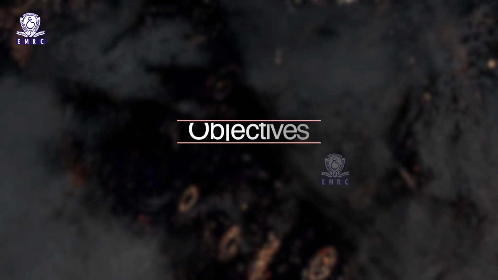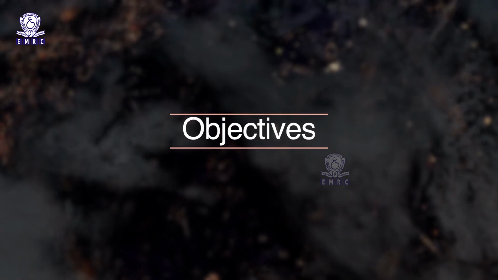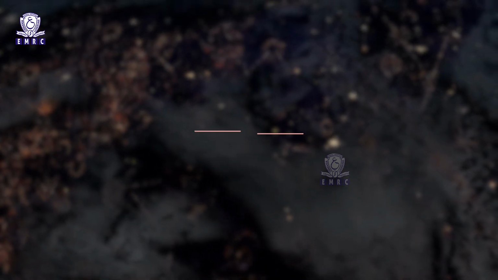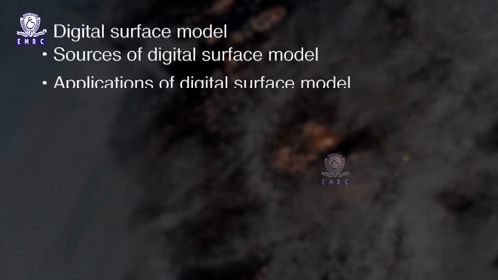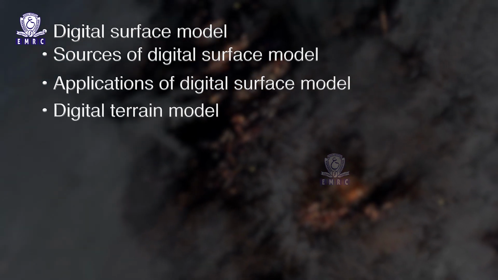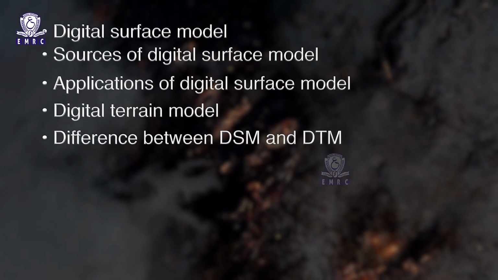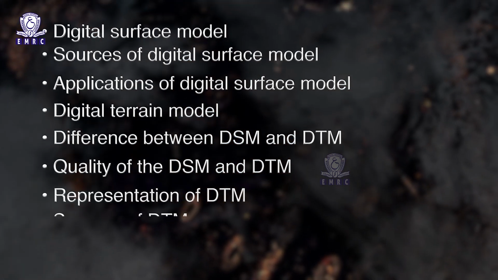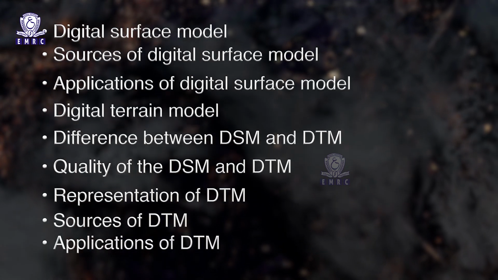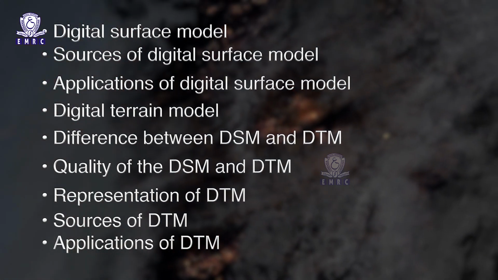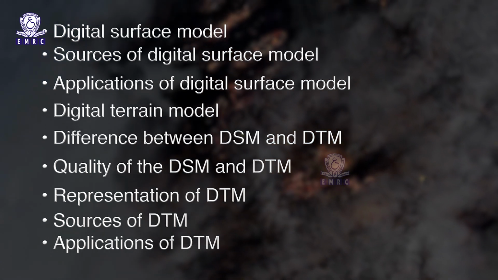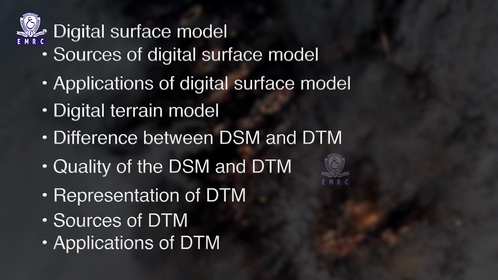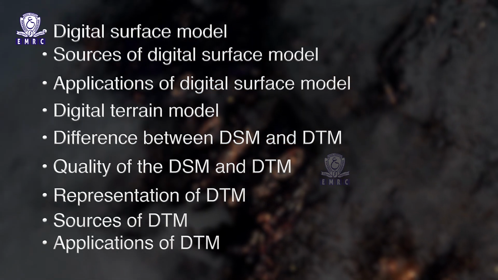Geographic Information System, Surface Models. In this chapter, we will discuss the digital surface model, sources of digital surface model, application of digital surface model, digital terrain model, difference between digital surface model and digital terrain model, quality of the DSM and DTM, representation of digital terrain model, sources of digital terrain model, application of digital terrain model.